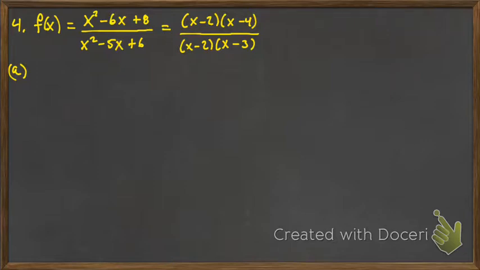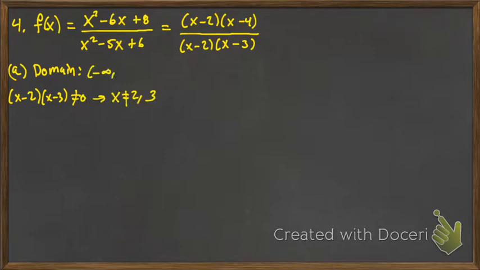So yes, the factor of x minus 2 divides out or reduces, whatever you want to say, but 2 is a restriction. So for our domain, it is going to be all real numbers except for 2 and 3. Those are going to be our restrictions, 2 and 3. So minus infinity to 2, union 2 to 3, union 3 to infinity.